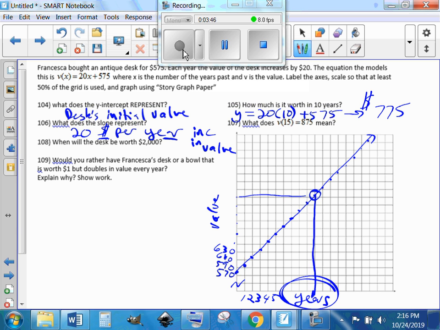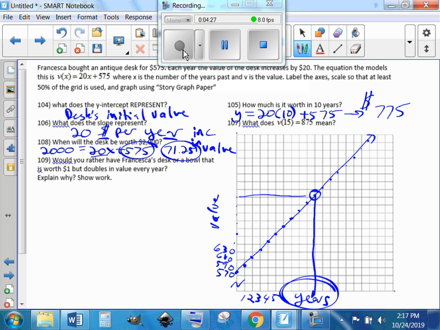And then 108, when will the desk be worth $2,000? So 2,000 is the worth, or the value, and that's the y. So we'd say y equals 20x plus 575. And then we can solve this equation. We could subtract the 575 and then divide by the 20. And that's going to give us 71.25 years. So you could say about 71 years or about 71 and a quarter years. But again, the key is that you are given the y value, and then we'd have to solve for that x value.